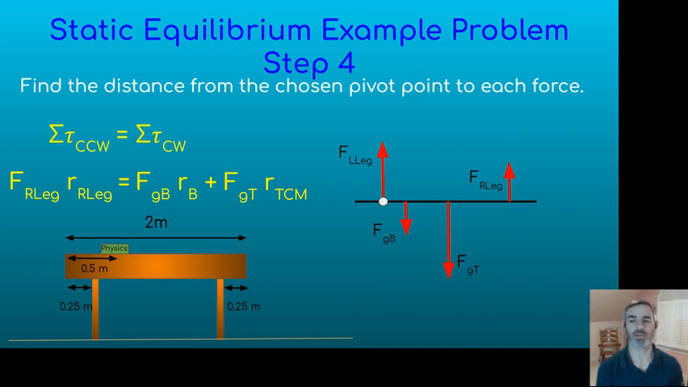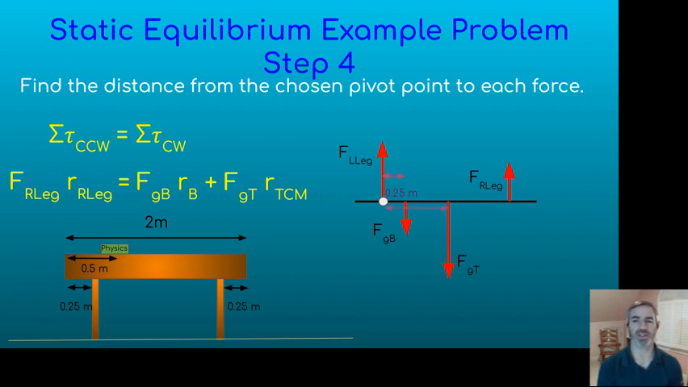So we're going to find the first force, which is the closest to the pivot, which is the force of gravity on the book. We know it's 0.5 meters from the left edge of the table, but we're not finding the distance from the left edge of the table. It's from the left leg, so we're going to subtract these two numbers to get 0.25.